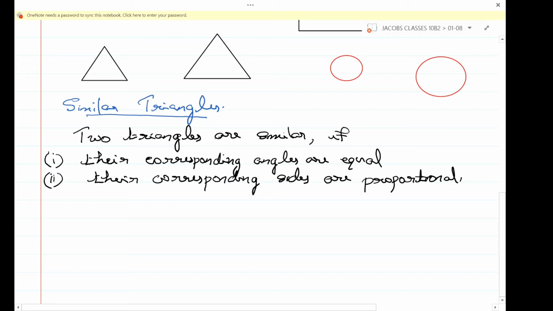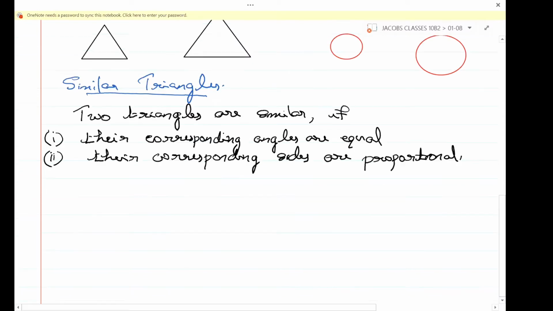Okay, so these are the two points. Two triangles are similar if their corresponding angles are equal. Point number two, their corresponding sides are proportional.